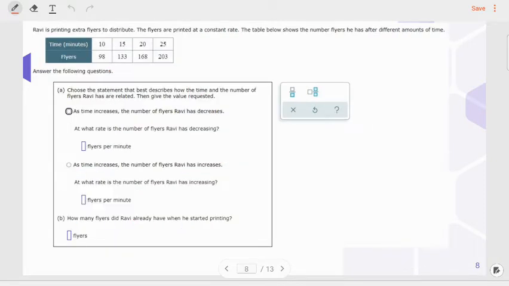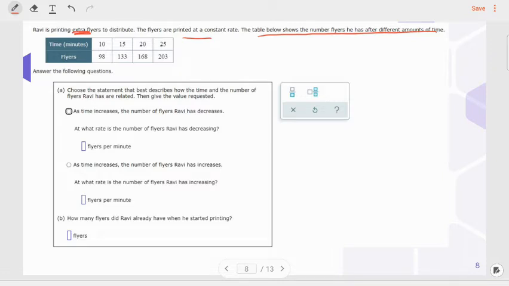Let's just look at a second example to make sure we got the hang of that. Ravi is printing extra flyers to distribute. Flyers are printed at a constant rate, so the same amount for each time interval. The table below shows the number of flyers after different amounts of time. So notice it says extra flyers. So that means he probably has more than one flyer to begin with.